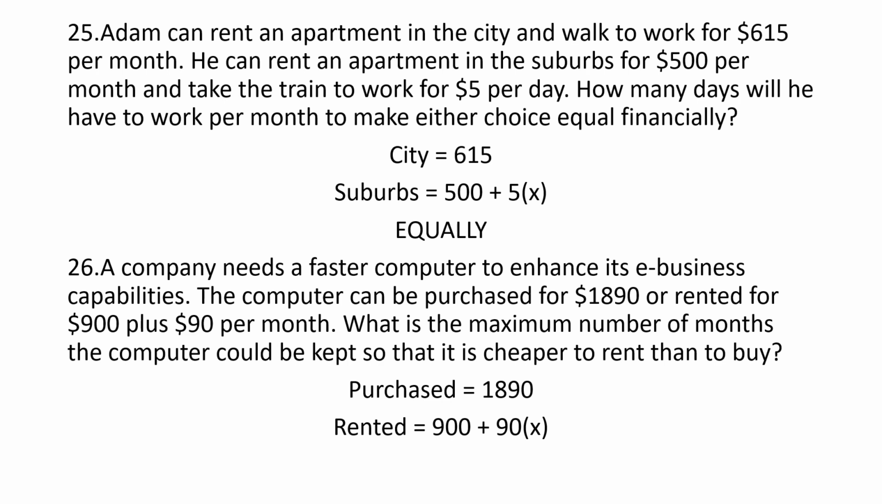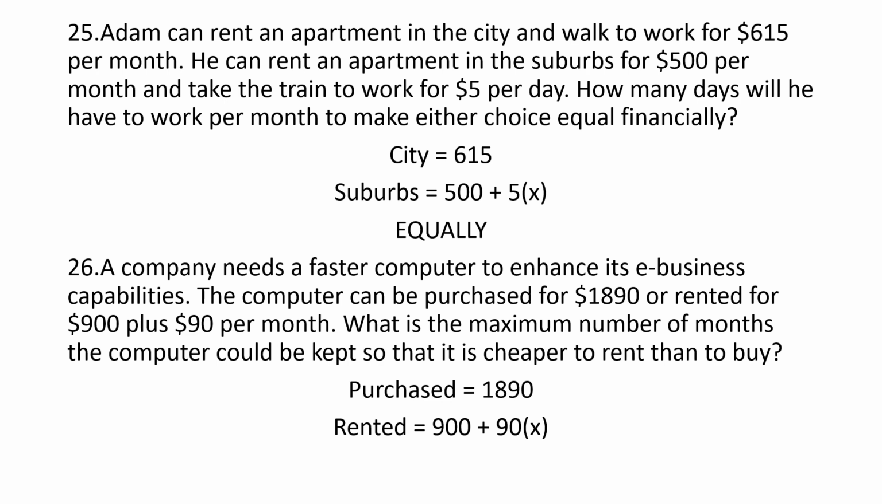And then number 26. A company needs a faster computer to enhance its e-business capabilities. The computer can be purchased for $1,800, $1,890, or rented for $900 plus $90 a month. What is the maximum number of months the computer could be kept so it's cheaper to rent than to buy? So purchase is going to be $1,890. Rent is going to be $900 plus 90 times however many months.